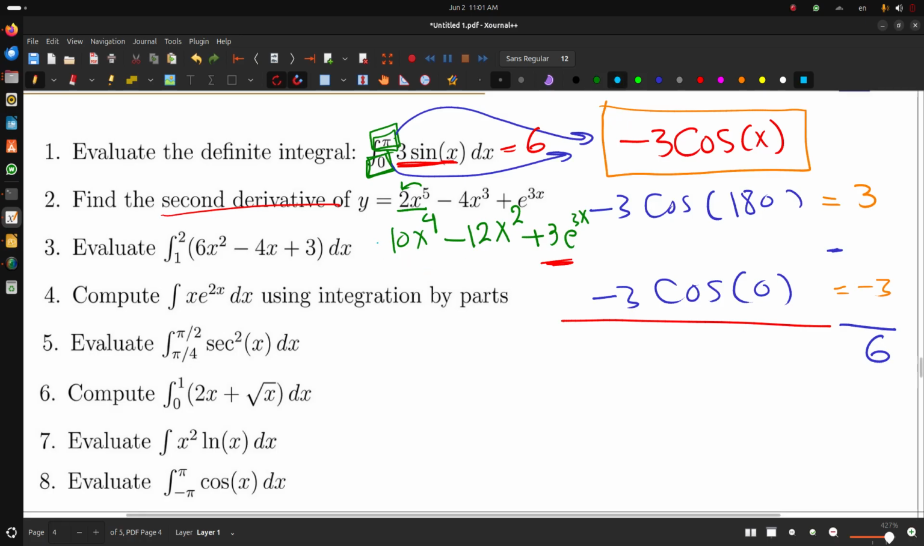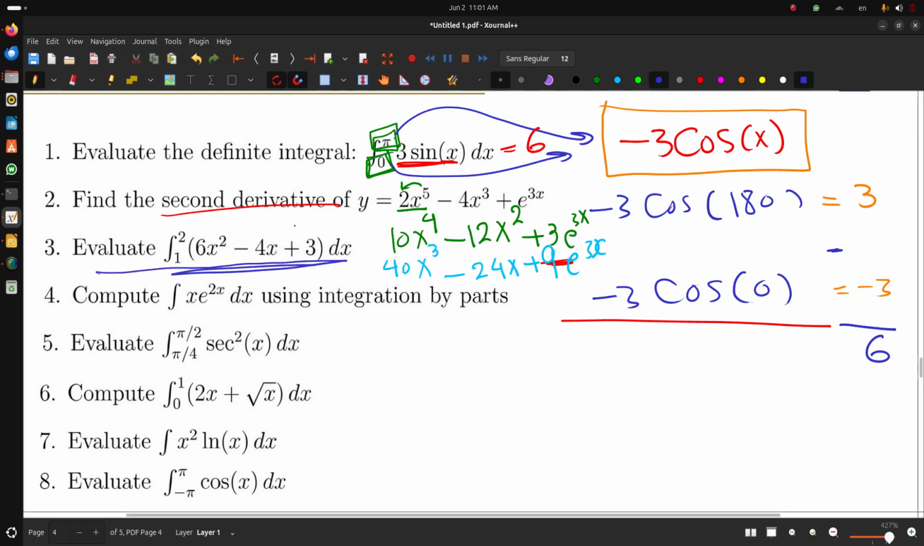Let's do it one more time so that we can get the second derivative. It will be 40x power 3 minus 24x power 1 plus 9e power 3x. Okay, and this is the final answer. So one more time, second derivative means you get the derivative 2 times. Okay, about the third question, it's the same as the first one.